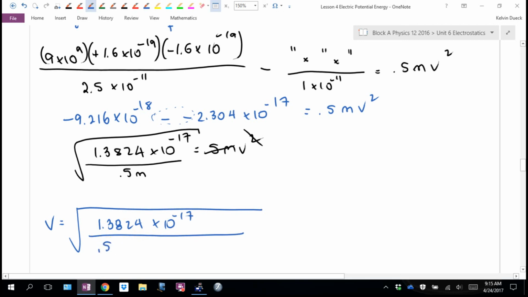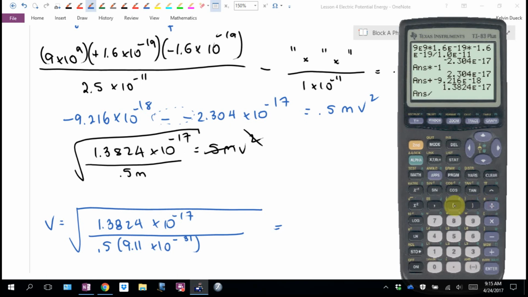0.5 m. What's moving in this question? It's an electron. It's on your sheet somewhere, yes? 9.11 times 10 to the negative what? Okay. So I'm going to take this number and I'm going to divide it by 0.5 times 9.11 times 10 to the negative 31. Check. Square root.